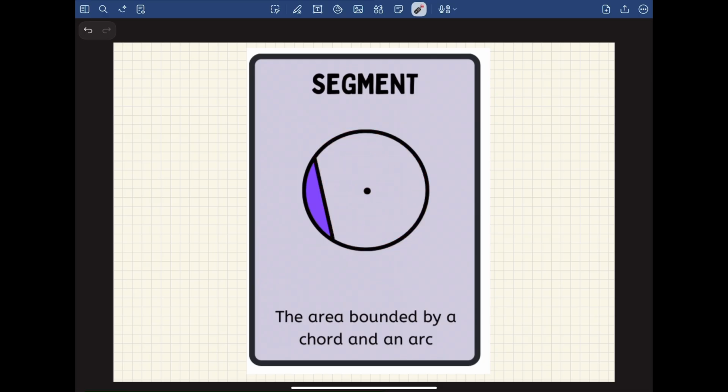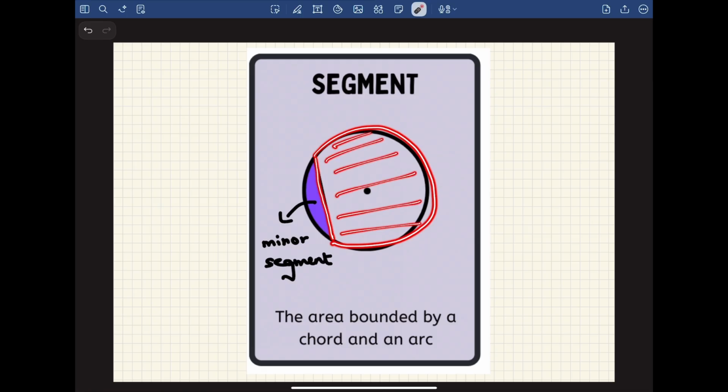How do we differentiate between the two? Because this purple area is bounded by the chord and the minor arc, this is known as the minor segment, right? And the area bounded by the chord and the major arc is classified as the major segment.